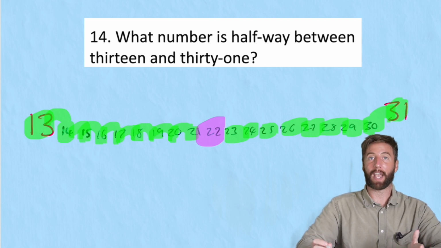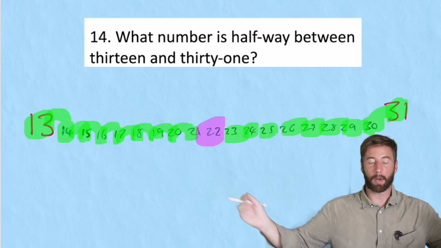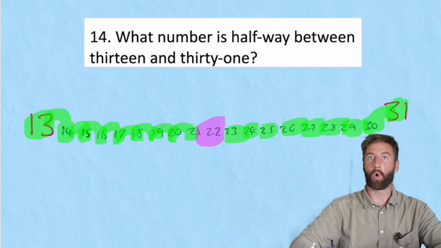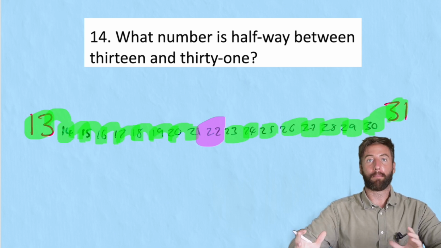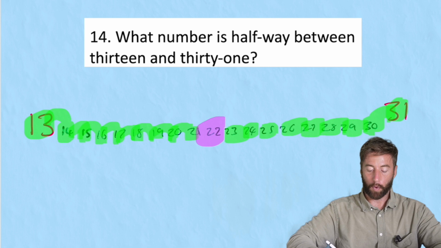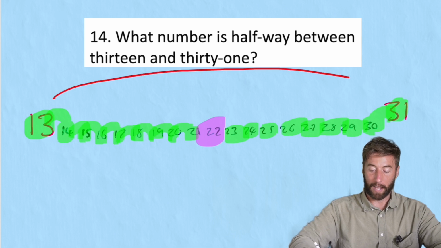Now that method is okay if you've got lots of time and lots of space, but sometimes we might have a huge number. We might say, what's the number in between 1 and a million? Well, you definitely don't want to be drawing a number line for that, so we need another solution.